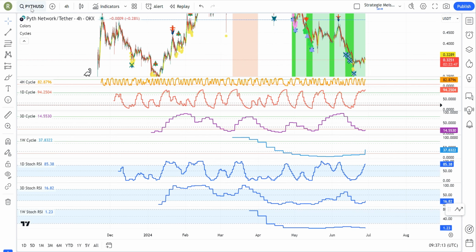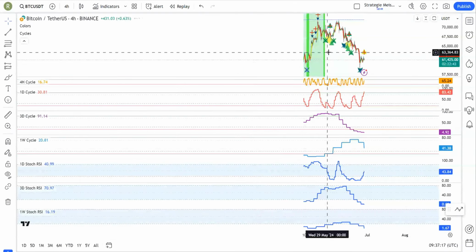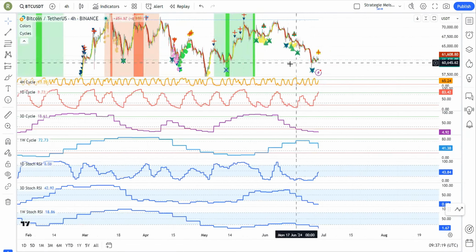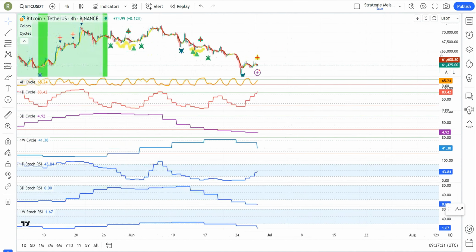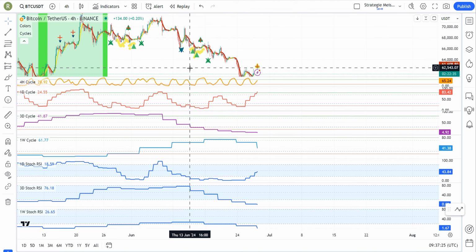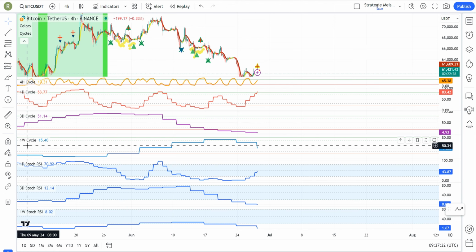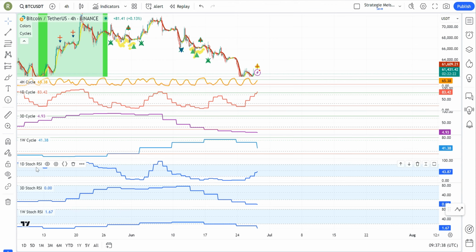For this, I'm going to come back to the Bitcoin chart, which we're already familiar with. I'm going to select Binance right here, and I'm going to quickly zoom in to see the current situation of the cycles. Now, as you remember, at the top we have 4 indicators. Right here on the left side, we have the 4-hourly cycle, the daily cycle, the 3-day cycle, and the weekly cycle. Below, I added 3 more indicators, which are actually the same indicator. Here you can see the daily Stoch RSI, the 3-day Stoch RSI, and the weekly Stoch RSI.